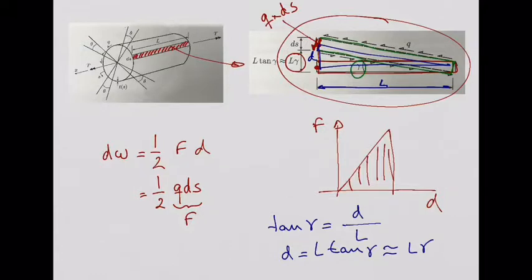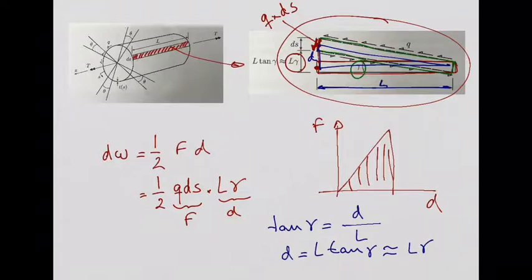And so we can say that this d is L gamma, so we need to multiply by d, which is L gamma. So this gives me the contribution for the energy from this element of my tube, right?